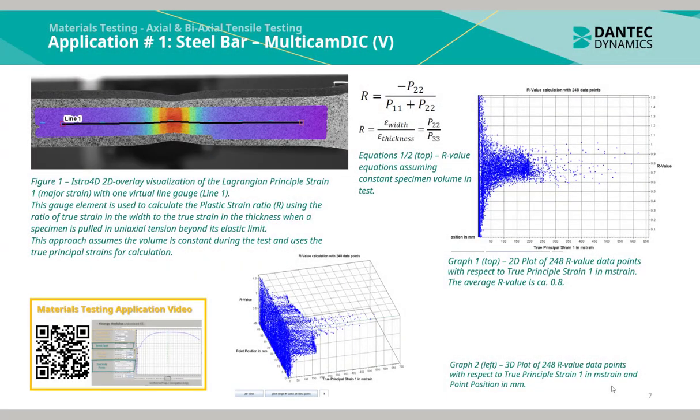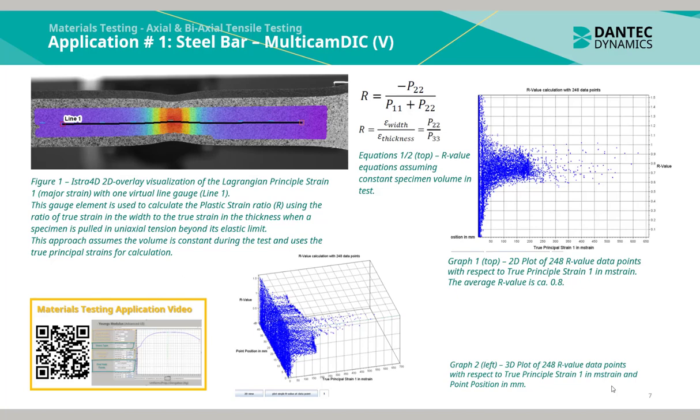In Figure 1, we can see the ISTRA 4D 2D overlay visualization of the Lagrangian principal strain 1 with one virtual line gauge called line 1. The gauge element is used to calculate the plastic strain ratio, using the ratio of true strain in the width to the true strain in thickness when a specimen is pulled in uniaxial tension beyond its elastic limit. This approach assumes the volume is constant during the tests and uses the true principal strains for calculation.